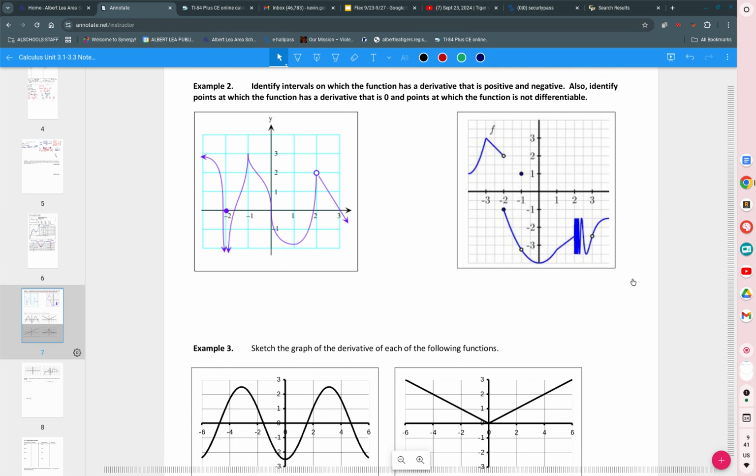It says identify the intervals on which the function has a derivative that is positive and negative. Also identify the points at which the function has a derivative that is 0 and the points at which the function is not differentiable. I don't want to do all that. I want to keep it simple. Please work with a partner and identify where this function is not differentiable. Identify the x values where it is not differentiable. Go ahead.